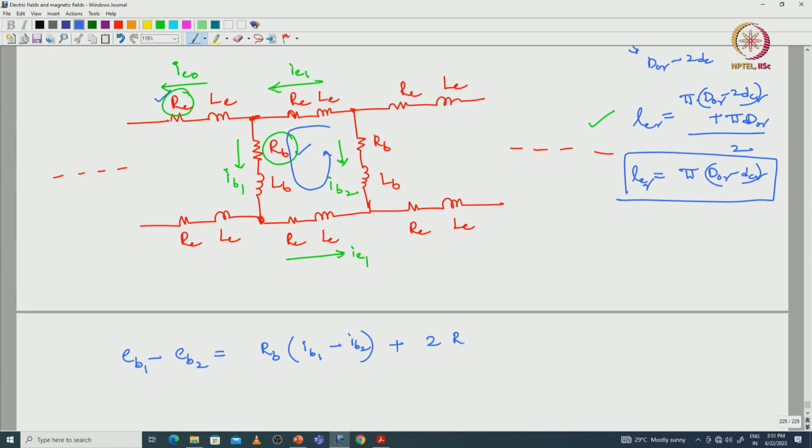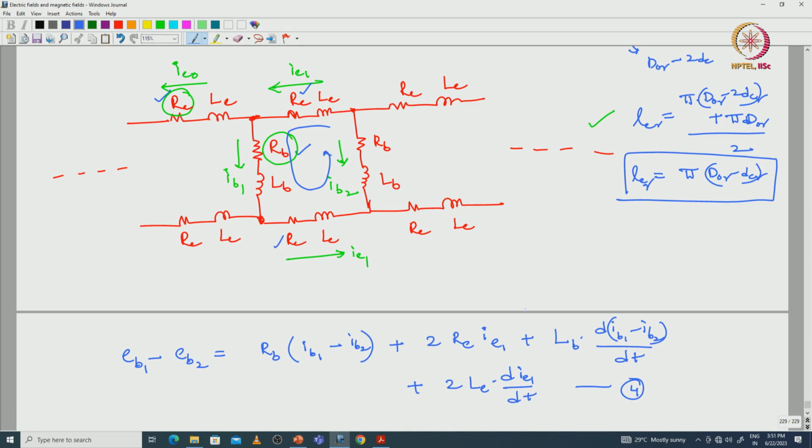2 times the end ring resistance, there are two, this side and this side, 2 Re into IE1, plus the L dI by dt terms should come, right, LB into d(IB1 minus IB2) divided by dt, plus 2 times the inductance of the end ring into dIE1 by dt. This is equation number 4.